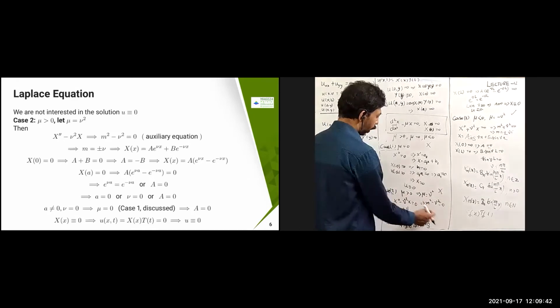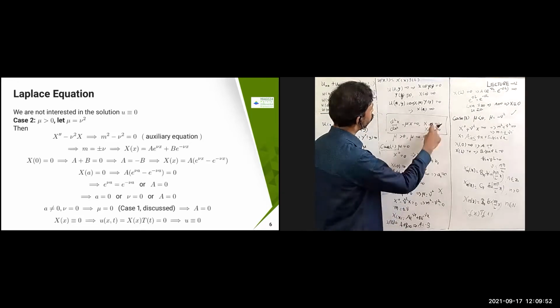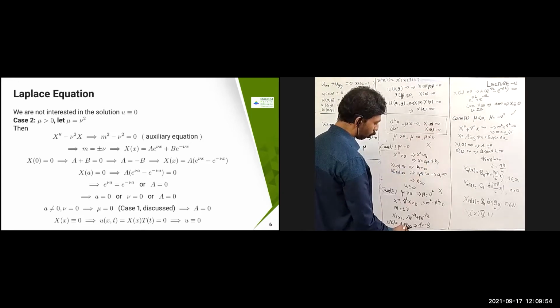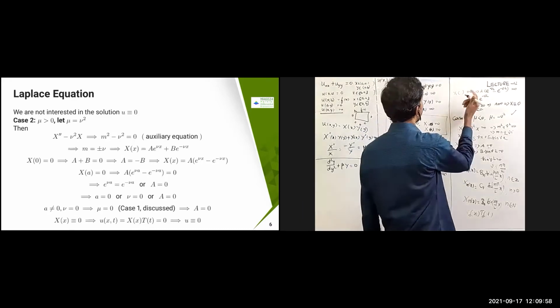Again, take the auxiliary equation. So you will be getting x of x equal to a e power mu x plus b e power minus mu x. Then x of 0 equal to 0. Therefore a plus b equal to 0, which implies a equal to minus b. Now x of a equal to 0.